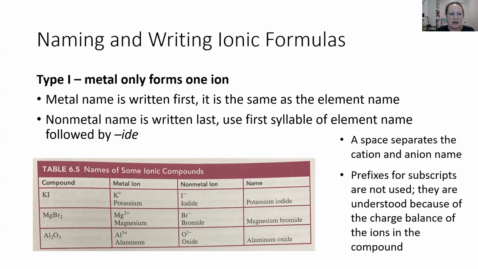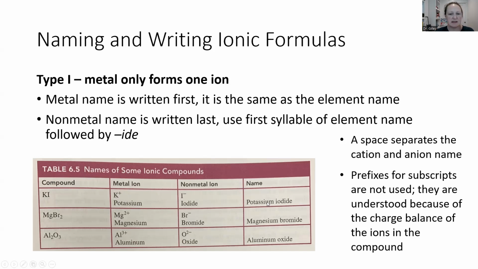So when we write the name, the metal name is written first, and it's the same as the element name. So for example, if we were to see KI here, the K stands for the potassium ion, K+, and the name of the element is potassium, and the name of the ion is still potassium.